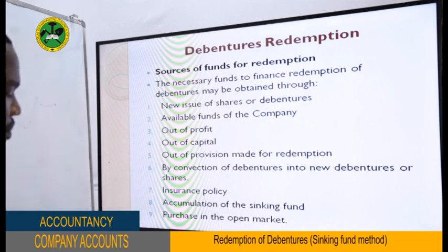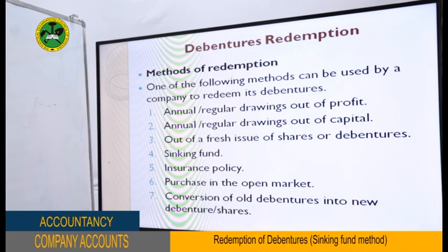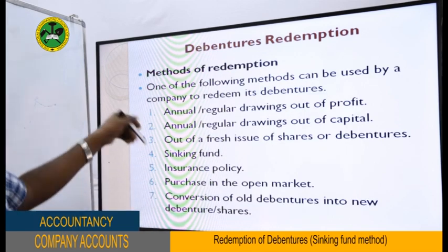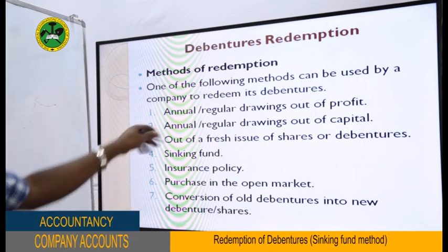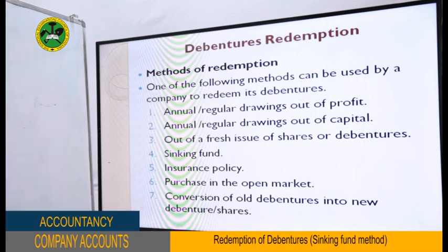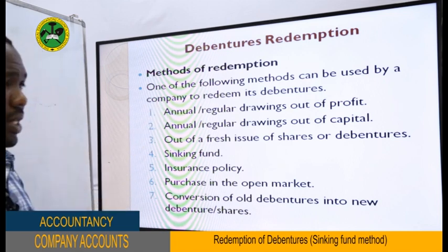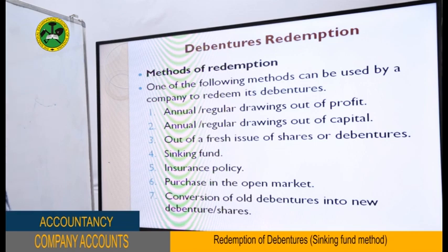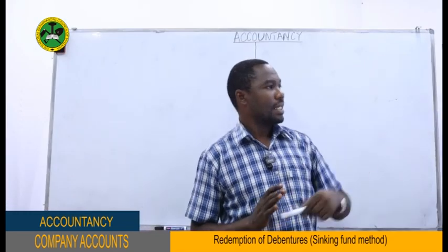So these are the sources, but let me highlight a little bit the methods that are used. Of course, the sources and the methods look almost similar, but these are the methods. With the methods of redemption, whosoever wants to redeem debentures may use the following methods.